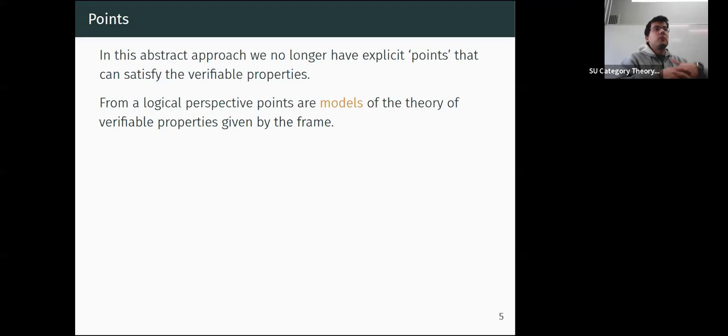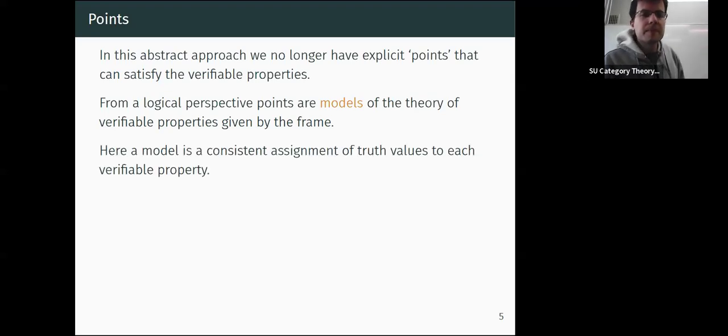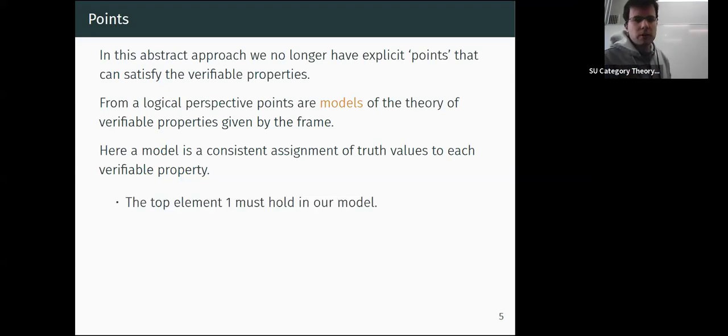So we can still ask, without having a predefined set of points, which was like some kind of distinguished class of models we had for the topological space. But in this case, we can still ask what should a model be of this geometric theory. As I say, the model is going to be a consistent assignment of truth values. So for every verifiable property, we're going to say, is it true? Is it false? And it must somehow be consistent with the kind of operations we can do.